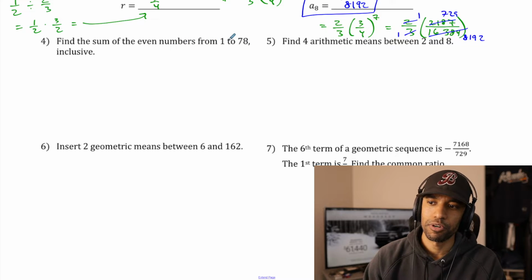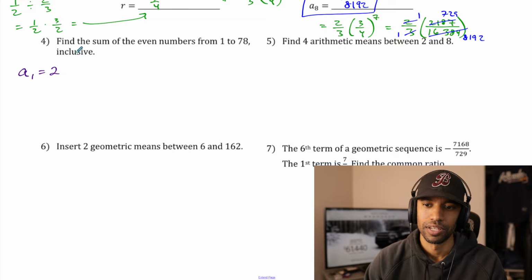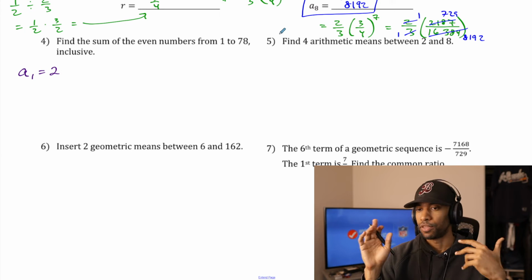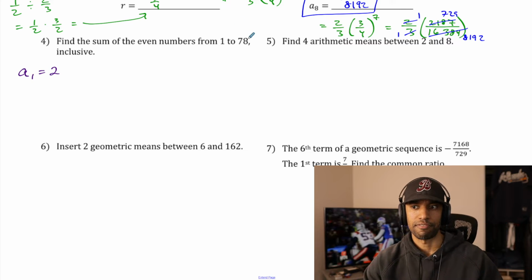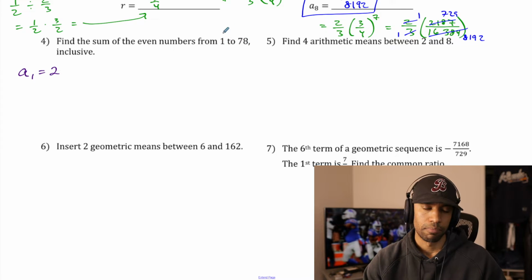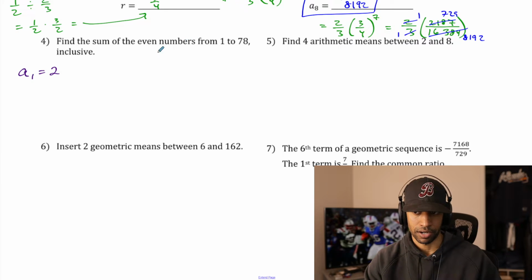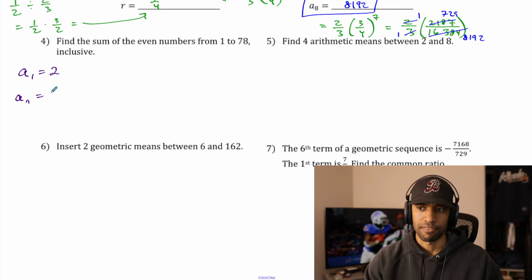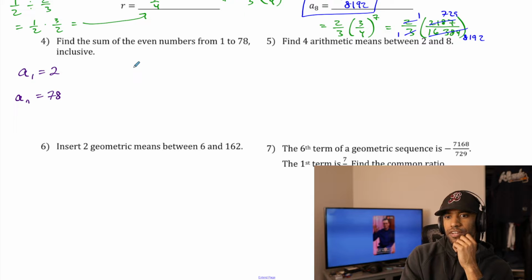Okay, so the even numbers from 1 to 78 inclusive. First of all, 1 is not an even number, so we don't start from 1. We actually start from 2. Now, the word inclusive means that anything on the ends is included. If they weren't, we'd say exclusive. So if I said 1 to 78 exclusive, that means 78 wouldn't count. Neither would 1, but 1 is not an even number anyway. But the last term in our list here is indeed 78.